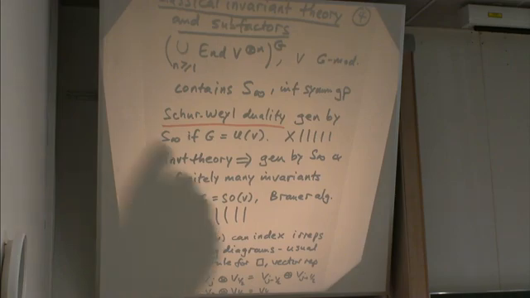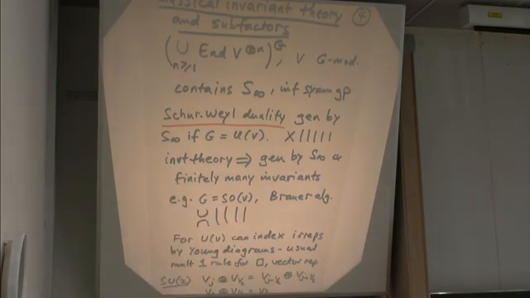Imagine infinite tensors with identity almost everywhere, and you fix under G. So V is a G module, a unitary representation of G. Now this contains S infinity, the infinite symmetric group, because it just permutes the factors and commutes with the action of G. And Schur-Weyl duality says that when G is the unitary group of V, the commutant, or this fixed point algebra, is just S infinity.